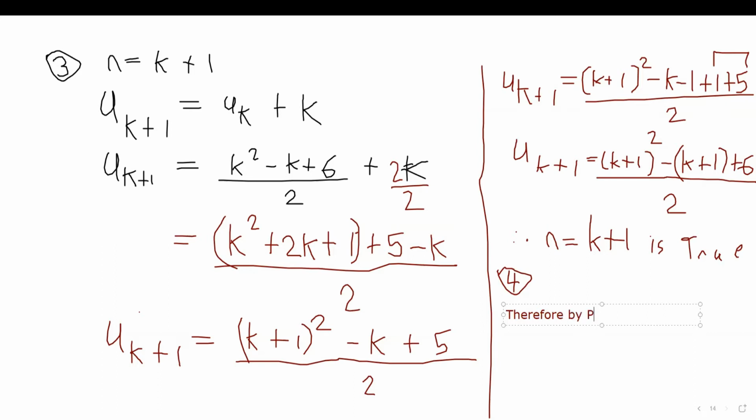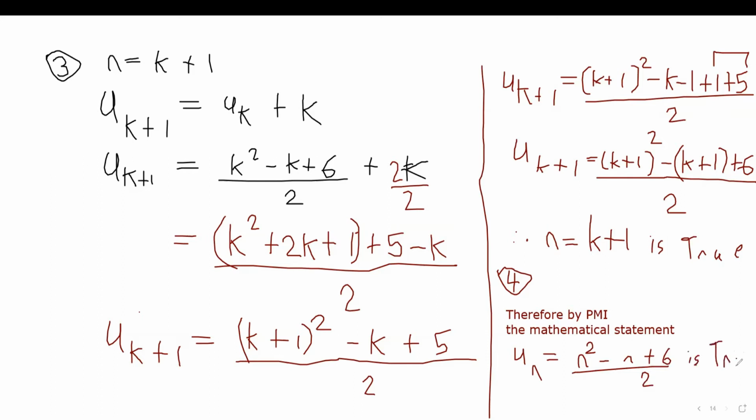by principles of mathematical induction, the mathematical statement that tells us that u_n is equal to (n squared minus n plus 6) over 2 is true. This is true. All right, it is true. Cool, Marika? It's true. Oh, nice. Yes, sir. Nice.